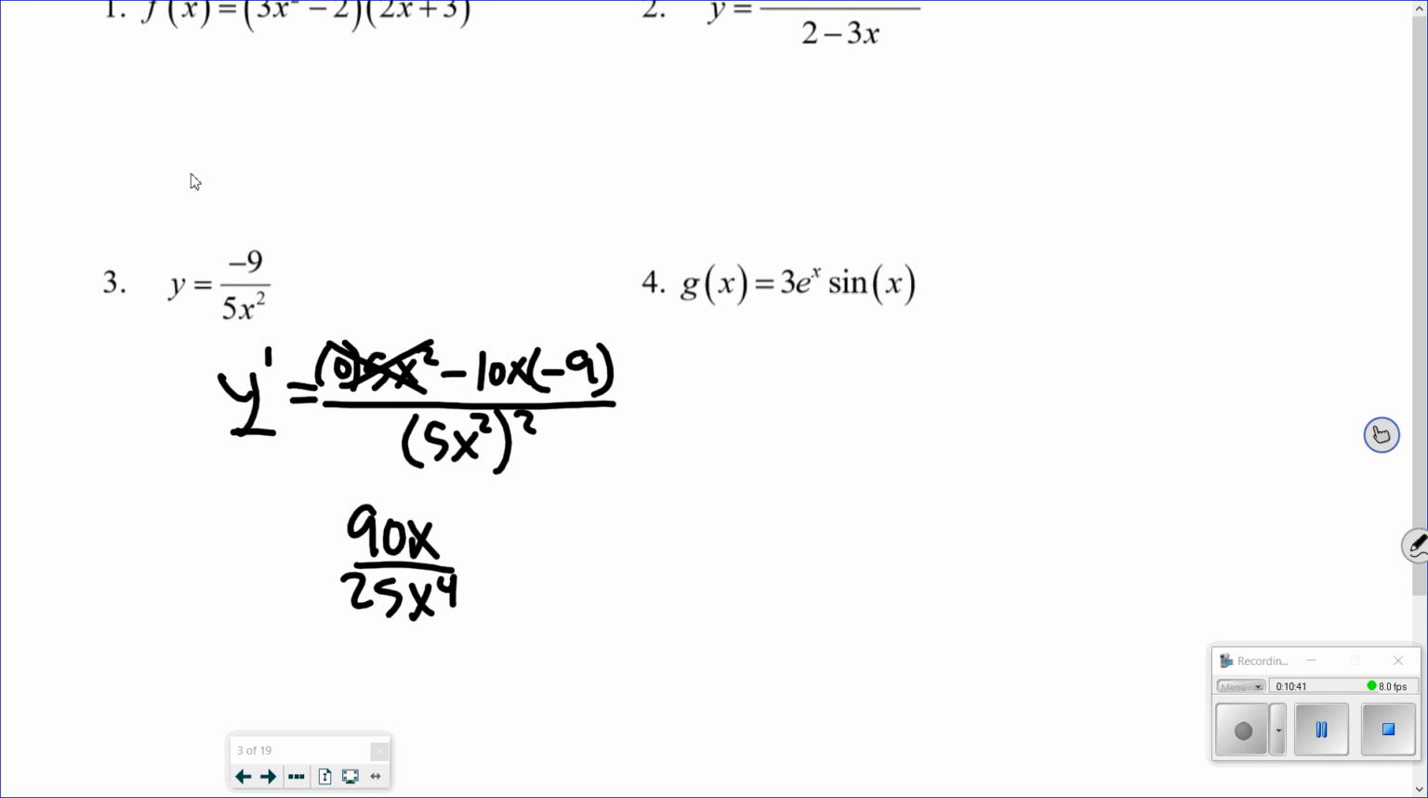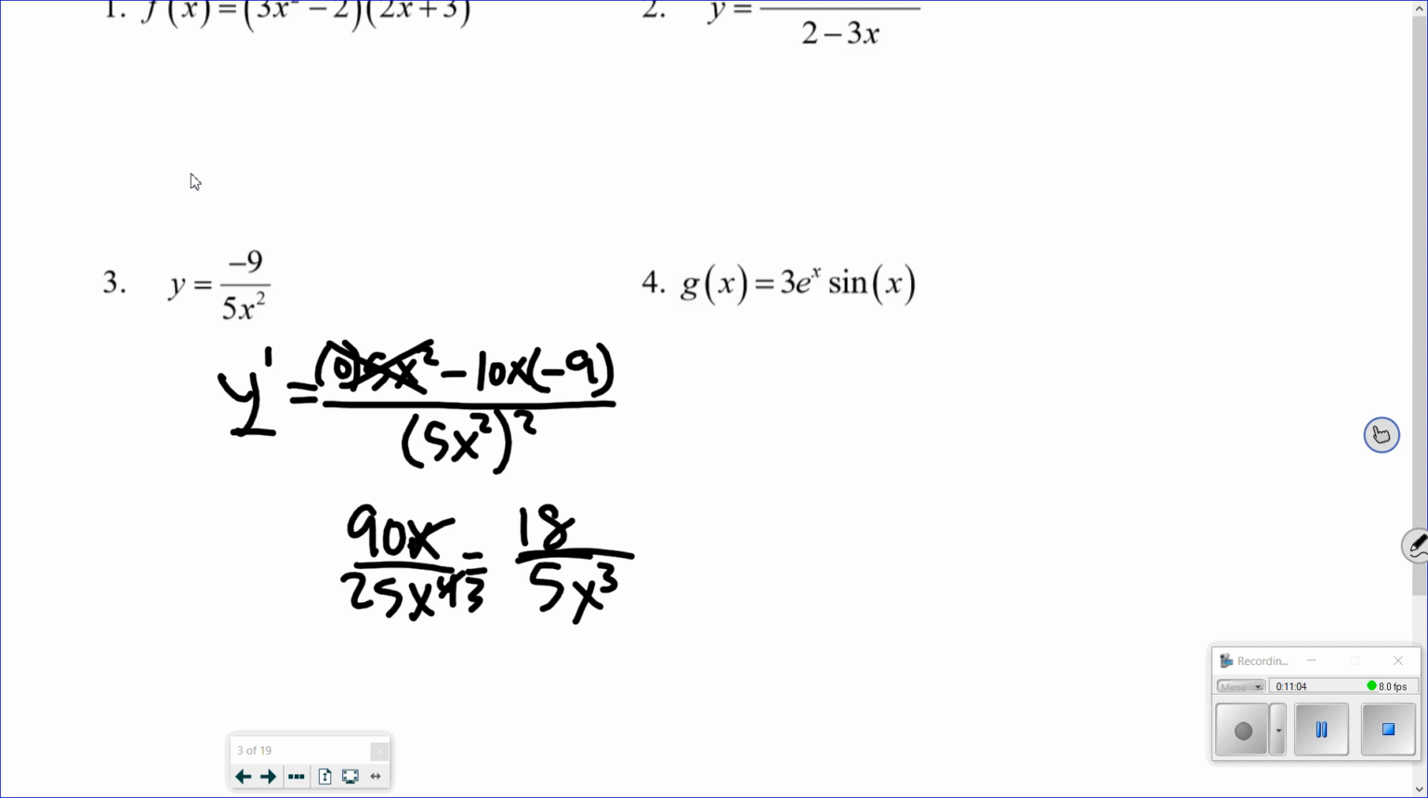Okay, let's simplify that. 90 over 25, you can divide them both by 5. 5 goes into 90, I think, 18 times. 25, it goes into it 5 times. x over x to the 4th, you can cancel out one of those x's. So we get 18 over 5x to the 3rd. Okay, that's one way you can do it. That's using the quotient rule.